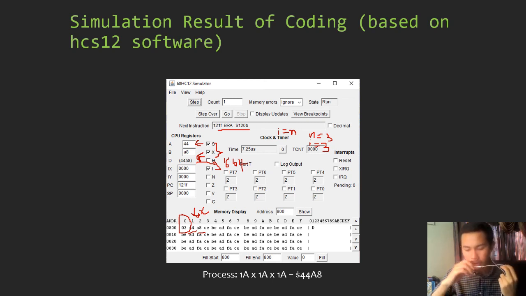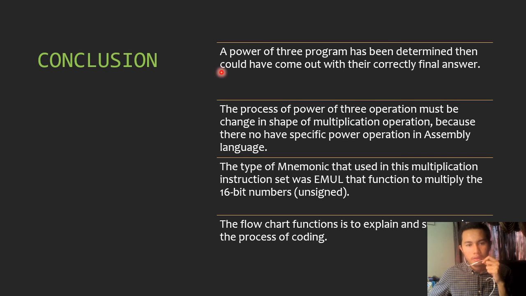So for the last video, the program has been done, and the result of the power of 3 number is $44A8. Next, we are going to the conclusion.